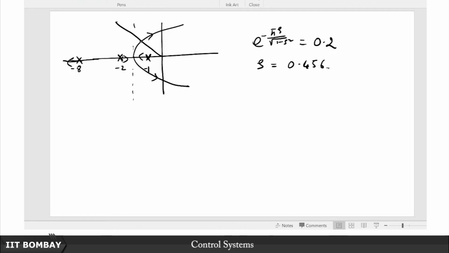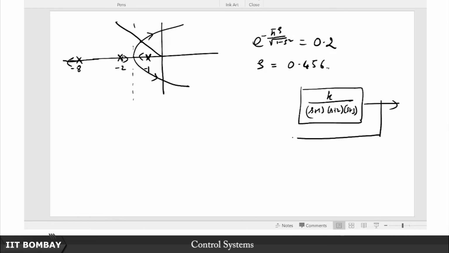In other words, if I had K by (s plus 1)(s plus 2)(s plus 3) in closed loop like this, with a minus sign, then this would allow me to determine K. Why? Because now I know that this is my uncompensated system's closed loop pole.